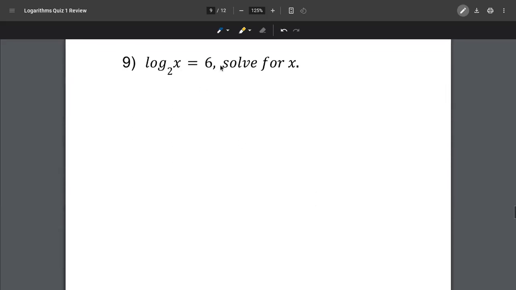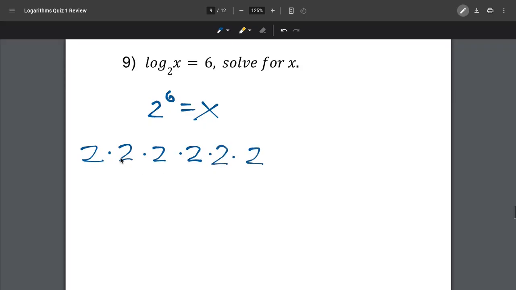Next one, we have a log base 2 of x equals 6. We're going to solve for x. So we're going to write this in exponential form with our base 2 to the 6th power equals x. So that means we have to multiply 6 2's together. So 2 times 2 times 2 times 2 times 2 times 2. So 2 times 2 is 4, 4 times 2 is 8, 8 times 2 is 16, 16 times 2 is 32, and 32 times 2, well, that's going to be 64. So 64 is equal to x.